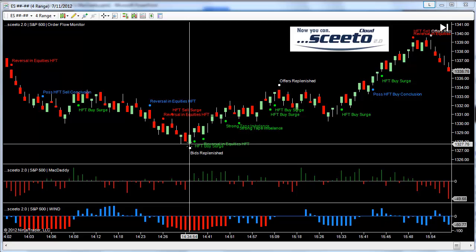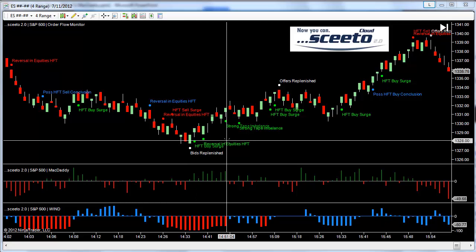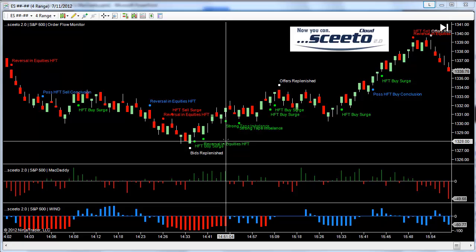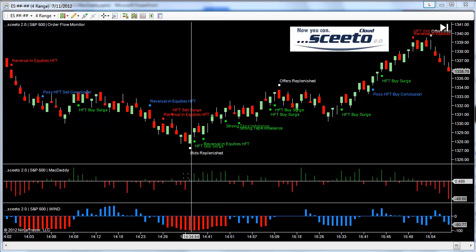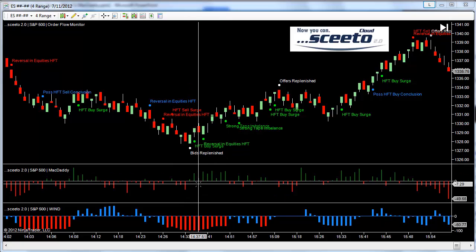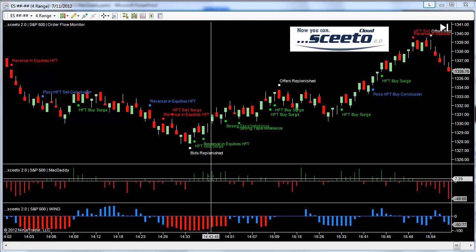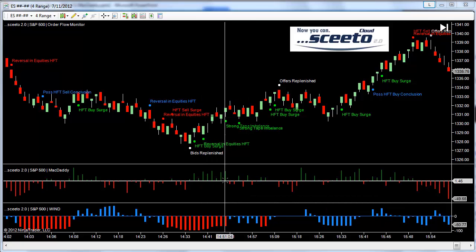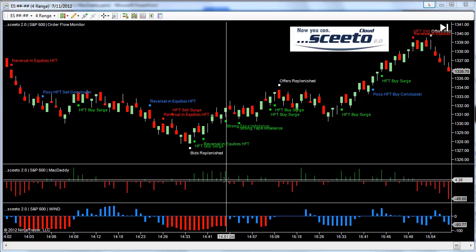Immediately thereafter, between 2:34 and 2:51, or about 17 minutes, we saw 1, 2, 3, 4, 5, 6, 7, 8, 9 consistent bars of green MacDaddy, and green denotes a preponderance of buying.